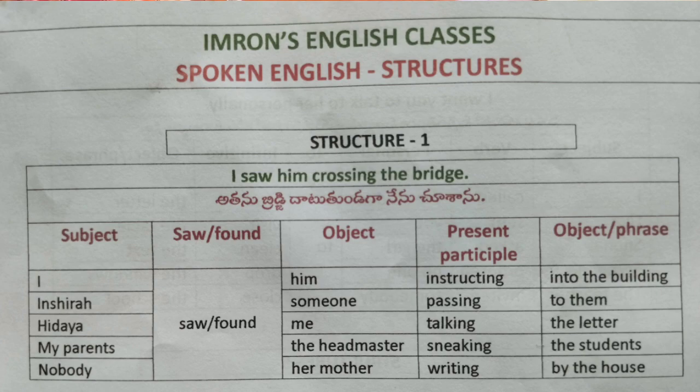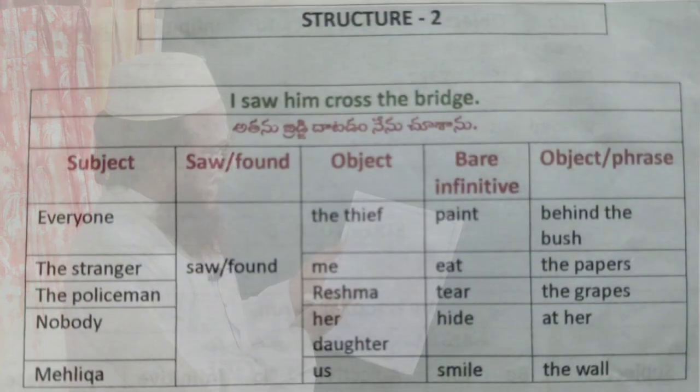And the present participle, we can write as many present participles as we know. Here as an example, I wrote instructing, passing, talking, sneaking, writing. And the object or phrase we can write. Here I wrote into the building, to them, the letter, the students, by the house. Now, keeping the table in your hand, you can make as many sentences as you like. For example, see here, I draw with the second subject: Inshira saw me talking to them, or Inshira found someone sneaking into the building.